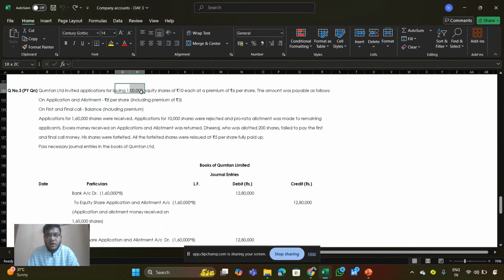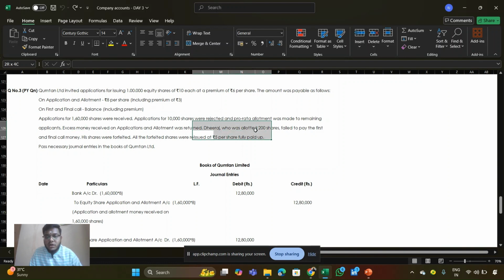Applications for 1 lakh 60 thousand shares were received. So they issued 1 lakh, but we received for 1 lakh 60 thousand. Applications for 10,000 shares were rejected and pro rata allotment was made to the remaining applicants. Excess application money received on application and allotment was returned. So they returned the excess. Return means the bank account will be credited, because money is going out.